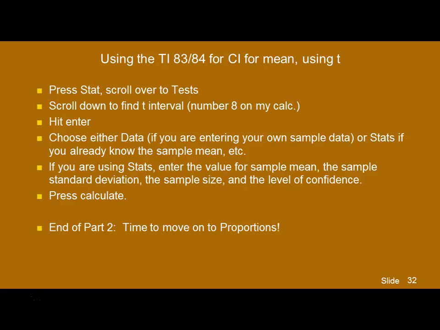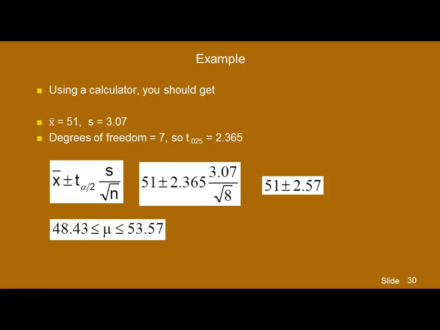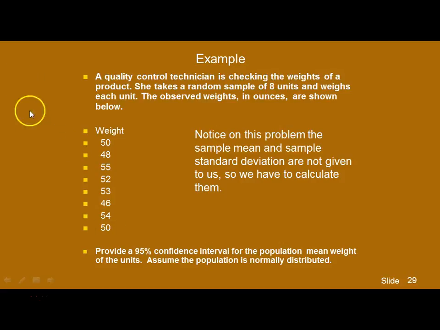If you choose data, you have to go put your data in a list like L1 or L2, and then tell the calculator to go find that data. If you're using stats, like on one of the earlier problems we did, where you already know the sample mean and sample standard deviation were given to you, you simply press stats and then enter your sample mean, your sample standard deviation, your sample size, and confidence level. So for those of you with a TI 83 or 84, I would recommend going back to this problem and plugging in the data and using your calculator to get the confidence interval that you want for practice.